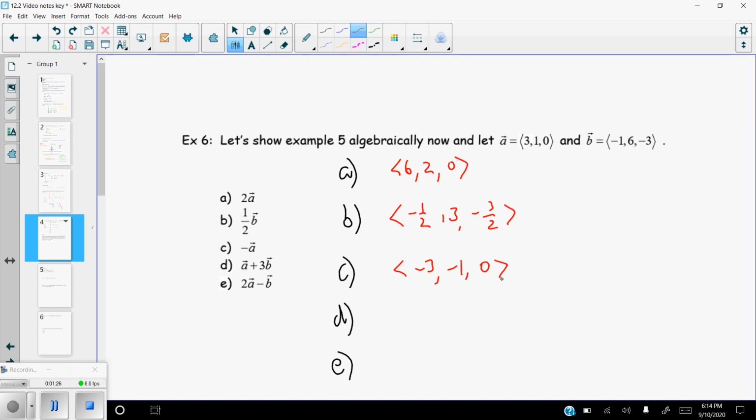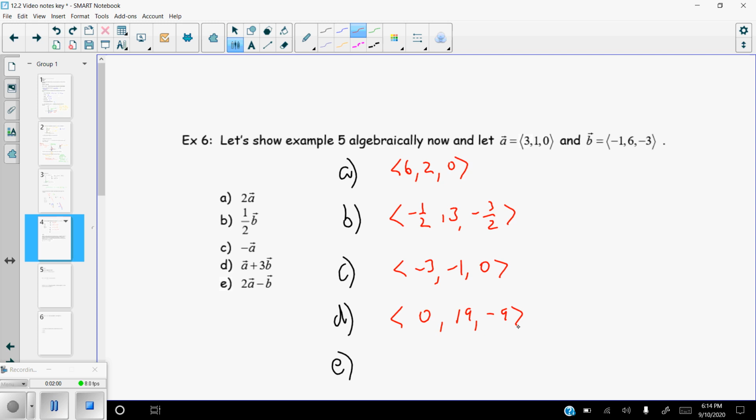All right, part D, A plus 3B. So now we want to take A and add 3 B's to it. So I'm going to take 3 and add 3 times -1. So 3 plus -3 is 0. And then we're going to take 1 and add 3 6's to it. So 1 plus 18 is 19. And then 0 plus 3 -3's is -9.